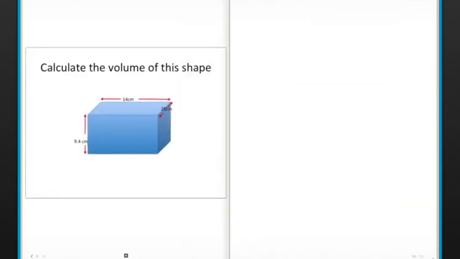Last question. Calculate the volume of this shape. And remember, volume equals length times width, which if you remember is area, times height. So length times width times height. And fiddle around with the numbers to decide which are going to be easiest to do.